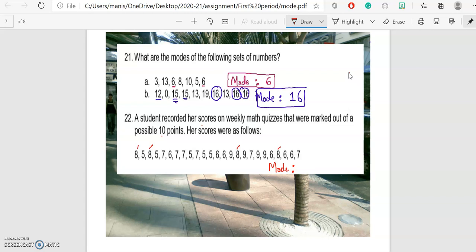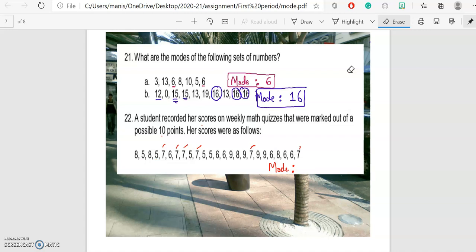Now let me look for 5: 1, 2, 3, 4, 5. Okay, these are 5s. So that's for sure that 8 is not the correct answer. I will erase this 8 just to avoid confusion. Now let's look at 7: 1, 2, 3, 4, 5, 6. So this tells me 5 is not the correct answer because I have 6 sevens.